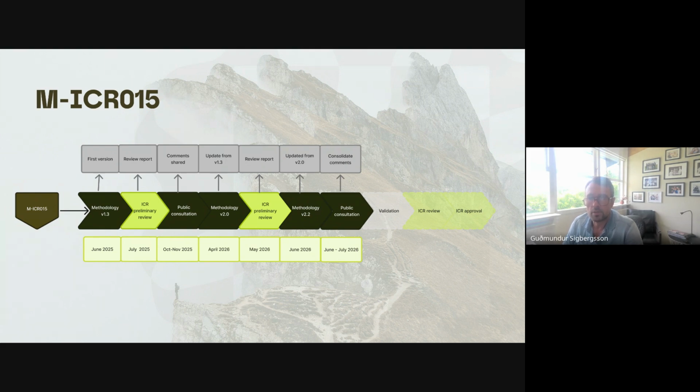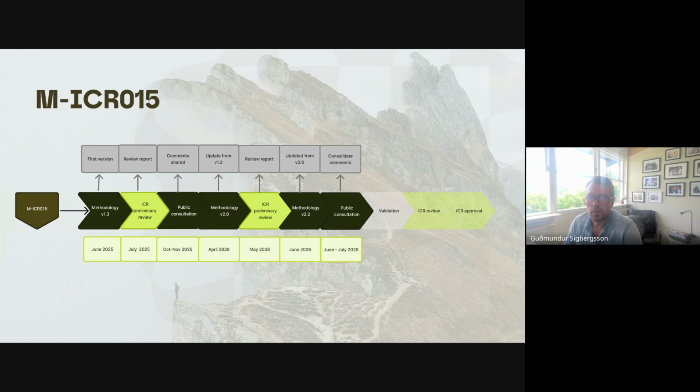Following that consultation, ICR and the methodology developer continued the review process. ICR conducted a preliminary review of the updated methodology in May and subsequently reviewed the developer's response and corresponding revision in June. The methodology developer, Pina, has now submitted an updated version 2.2, which includes revisions to several important elements, including the baseline approach, treatment groups, country modules, additionality, leakage, permanence, monitoring, quantification procedures, and the allocation of reduction and removal enhancements.